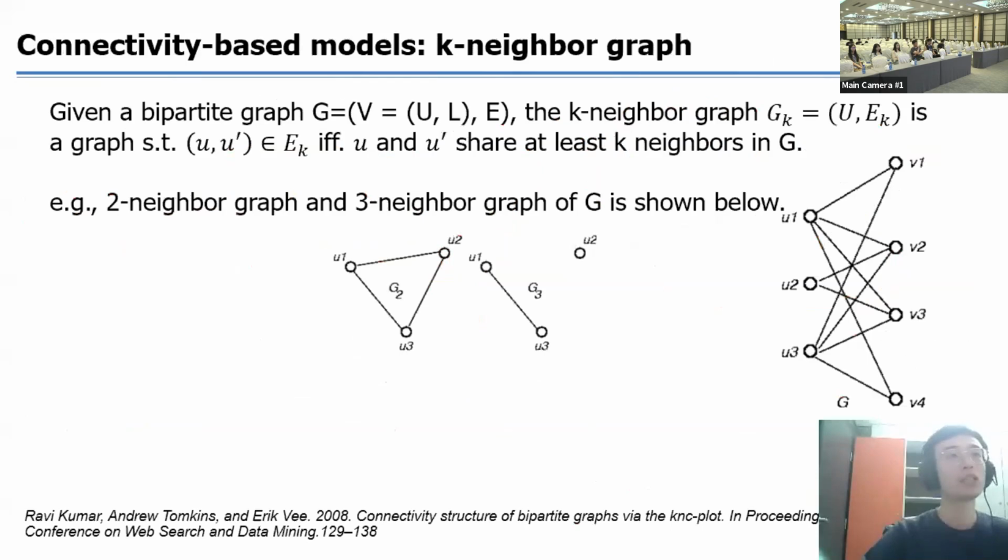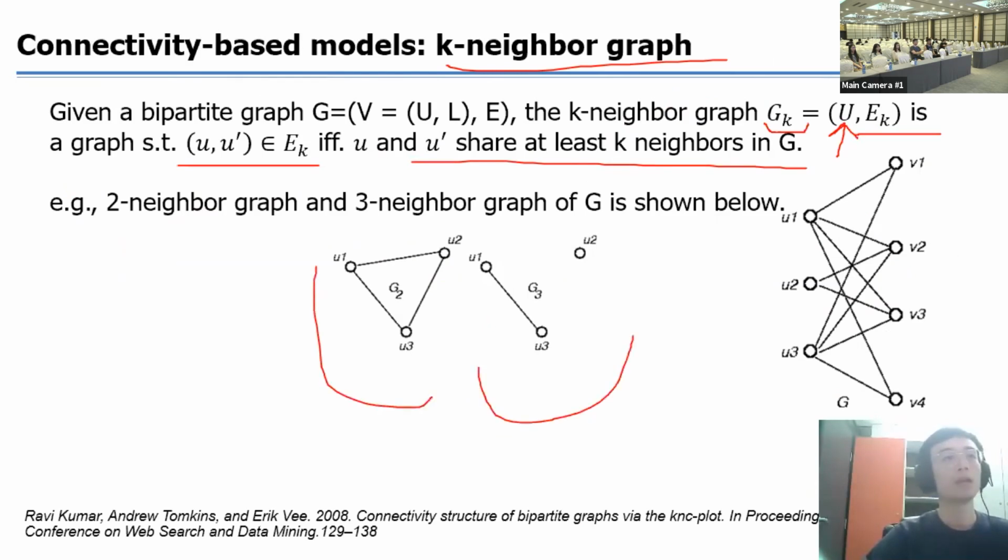Consider the connectivity. We have the definition of the k-neighbor graph. Given a bipartite graph G, the k-neighbor graph G_k is defined on the upper layer, and can also be defined on the lower layer. Two vertices have an edge if they share at least k neighbors in the original graph G. For example, below are the two-neighbor graph and three-neighbor graph of G. We can see U1 and U2 have an edge in the two-neighbor graph, but do not have an edge in the three-neighbor graph, which means that they have two common neighbors in the original graph. So this concept is also based on graph projection, similar to the fractional k-core.